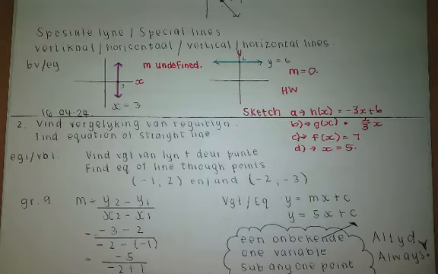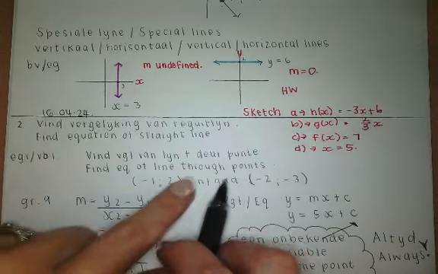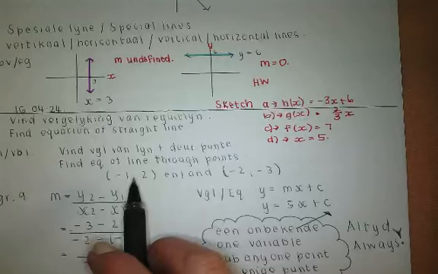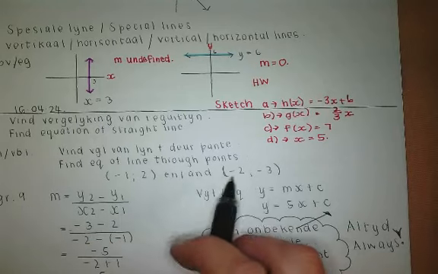See the difference between a gradient that's undefined and a gradient that's 0. Okay, finding the equation. What we just did is, they give us the equation and we must go and draw it. Now they're going to give us the drawing and we must go find the equation. See the difference? Find the equation of a line that passes through points (-1, 2) and (-2, -3).